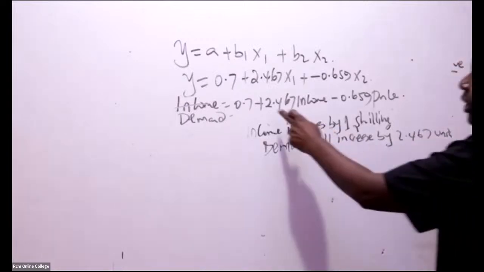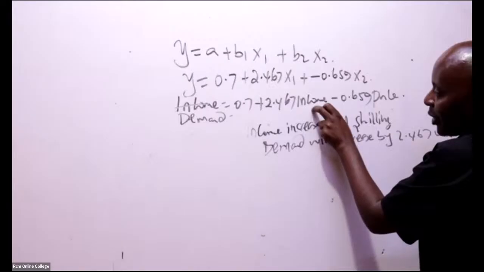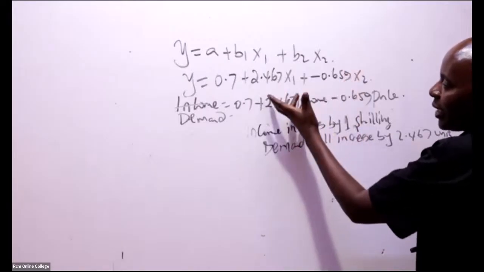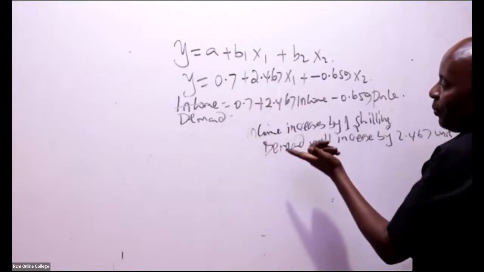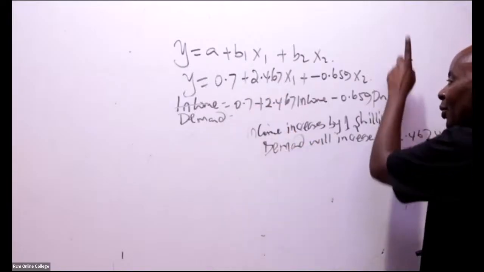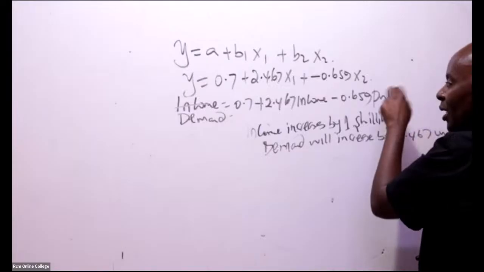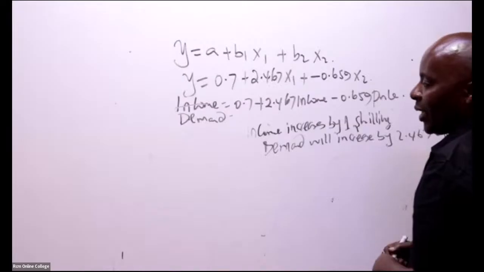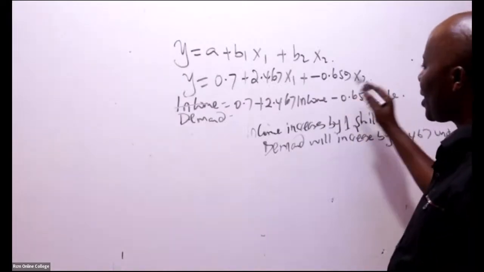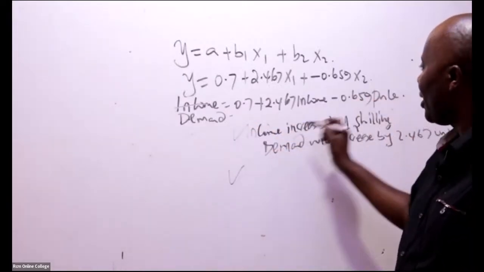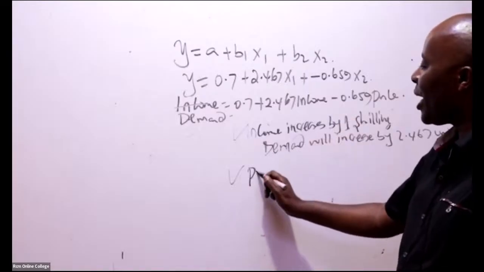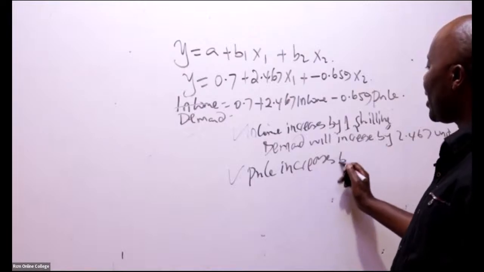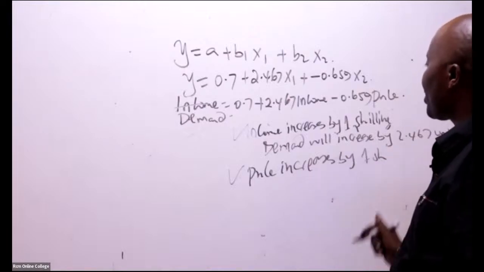So if the income, you see, it's a positive relationship. If this income just goes up by 1 shilling, automatically this will be the gradient at which the demand will grow. Here, if the price increases by just 1 shilling, because of the negative, demand reduces by this 0.659. So the way we interpret the second coefficient is that if price increases just by 1 shilling, that's how you argue it out.